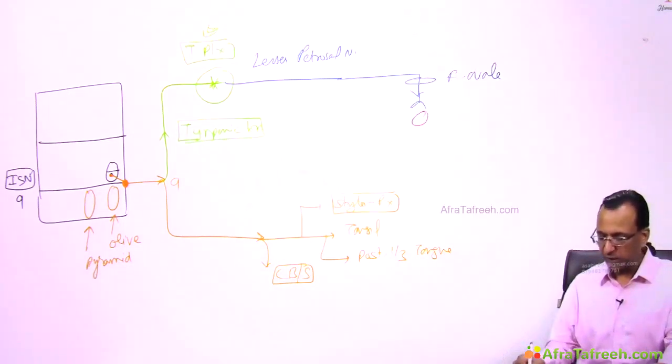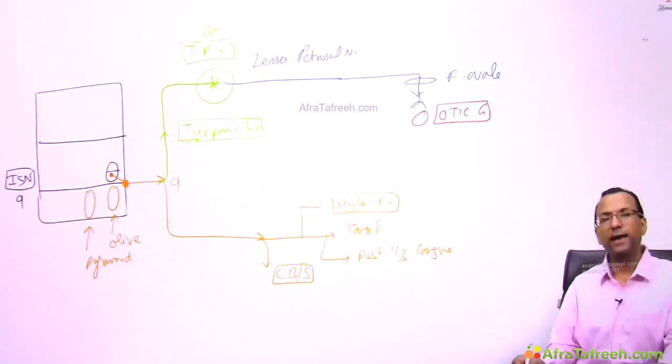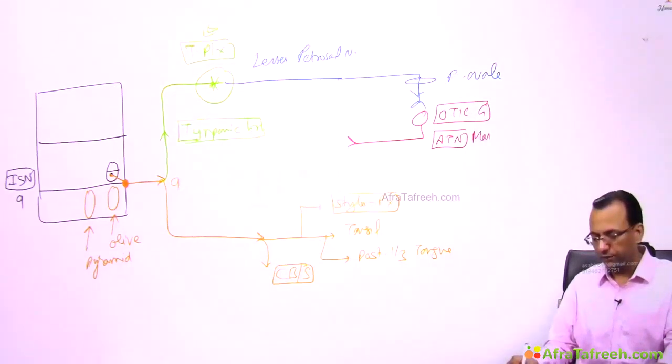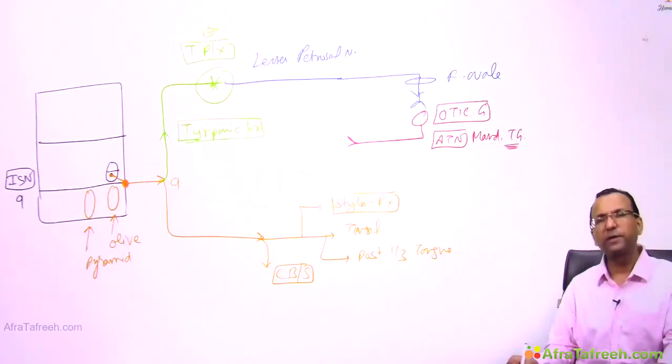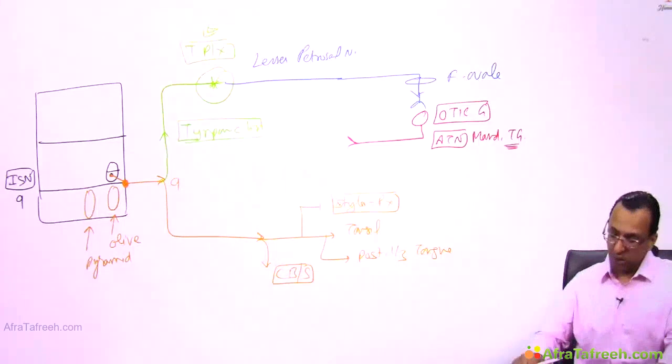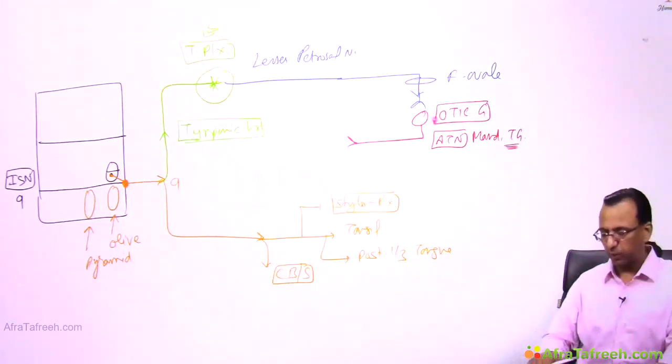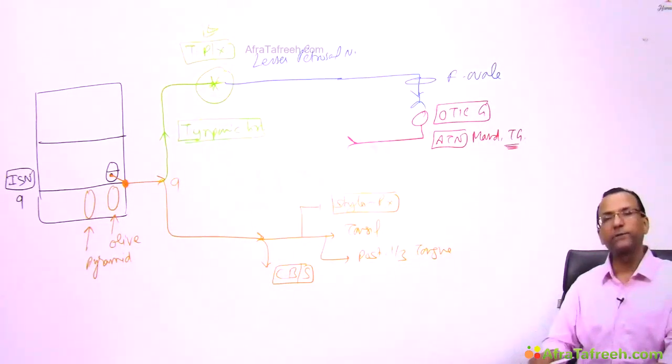And when it reaches the otic ganglion, what will it do? Actually, from the otic ganglion, the postganglionic fibers will be carried by the auriculotemporal nerve, which is a branch of the mandibular nerve, which is a branch of the trigeminal nerve, carrying the postganglionic fibers. So the otic ganglion is sending the postganglionic fibers by the auriculotemporal nerve, which is actually a branch of the mandibular nerve, and it is the topographic nerve.